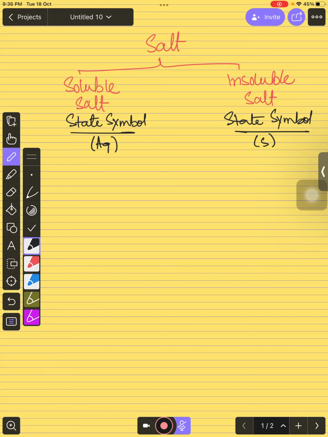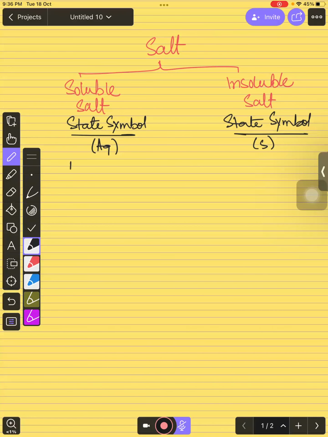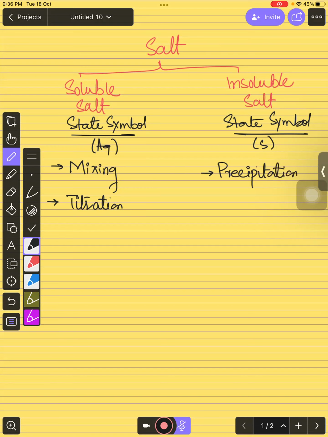जी सर. Okay, so if you talk about the soluble salts and the insoluble salts, we have different methods for the formation of these salts. The first method is known as mixing, by which we can form soluble salt, right? One more method by which we can form soluble salts is titration. So these are the two methods for soluble salts, and for insoluble salt, we can only use one method, which is known as the precipitation method.